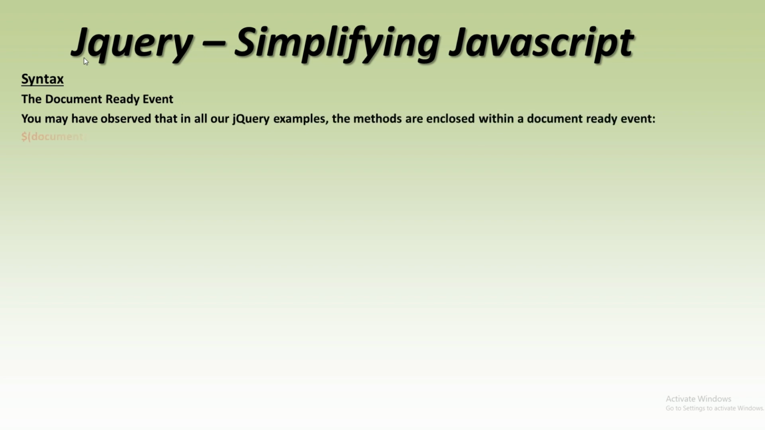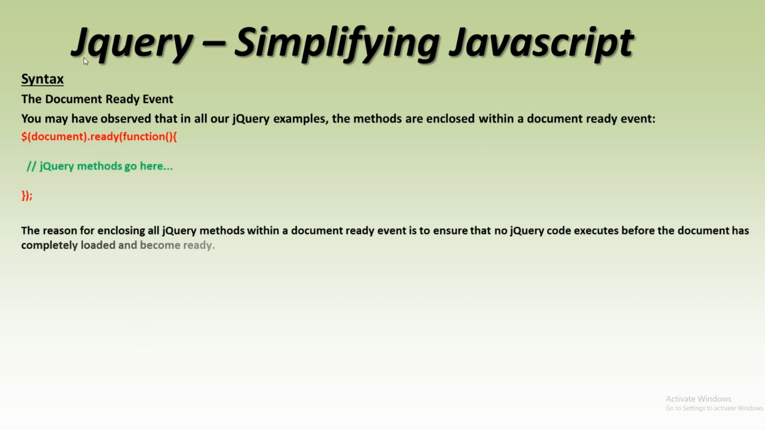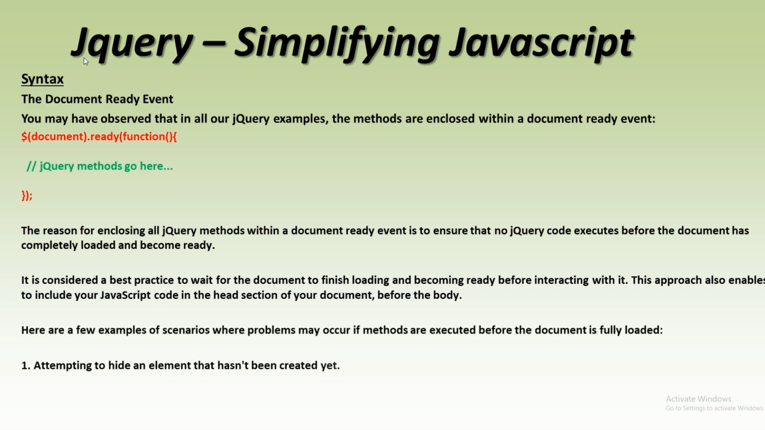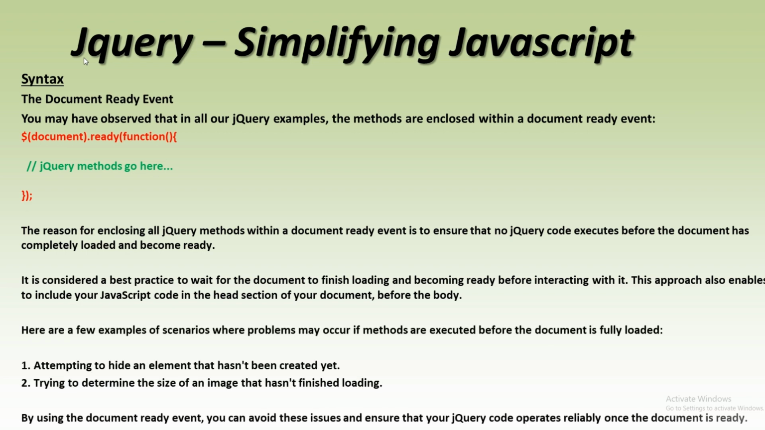Now we also have a document dot ready function. You might have observed that in all our jQuery examples the methods are enclosed within a document ready event. So the jQuery methods go within document.ready. It's not necessary, but it is important. Why? Because the reason for enclosing all jQuery methods within a document ready event is to ensure that no jQuery code executes before the document has been loaded completely and is ready to take an action. So it isn't a problem, but it's to be on the safer side.